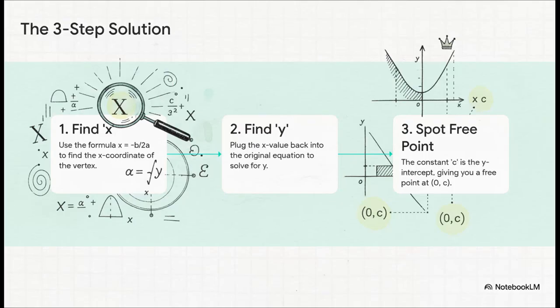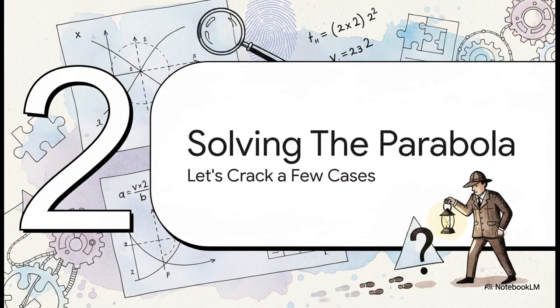So our entire game plan boils down to 3 really simple steps. First, we use our secret weapon, that formula, to find the x value. Second, you take that x value and you just plug it right back into the original equation to find its partner, the y value. And third, this is kind of like a bonus, that c value at the end is a freebie. It's the y-intercept, which gives you a whole other point for when you're graphing. All right, theory is great and all, but let's get our hands dirty and actually crack a few of these cases. It's time to put our method to the test.